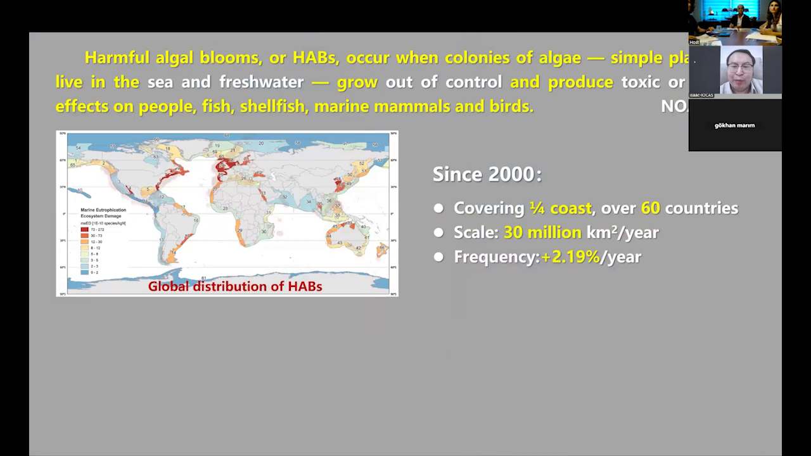Yeah, so HAB is a kind of global ecological disaster. It's not only in İzmir Bay, it's in all of the world coast we have such kind of problems.